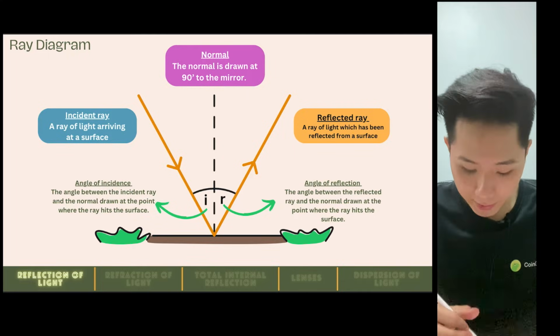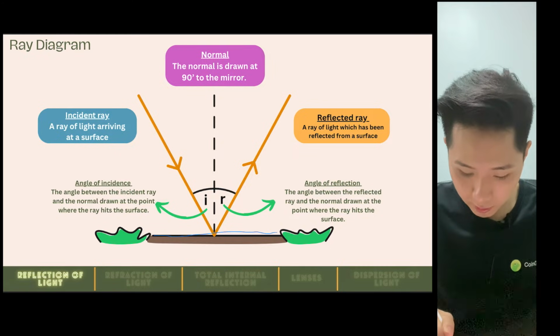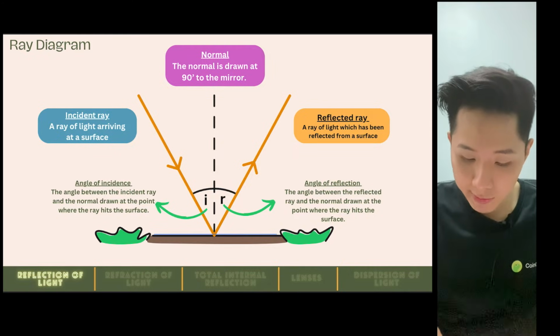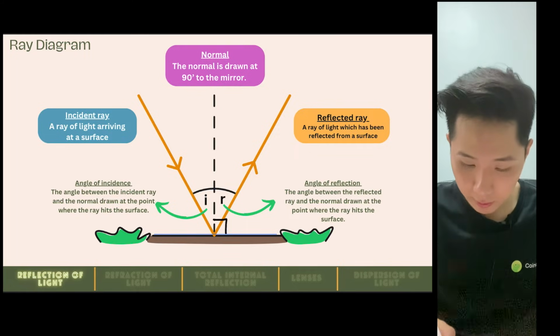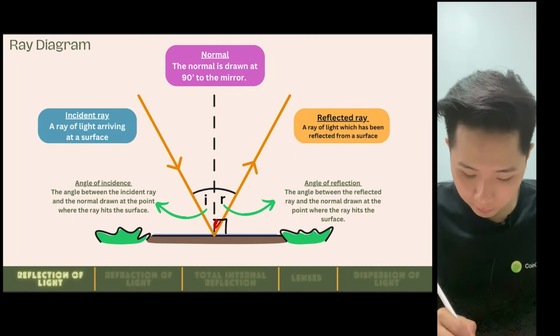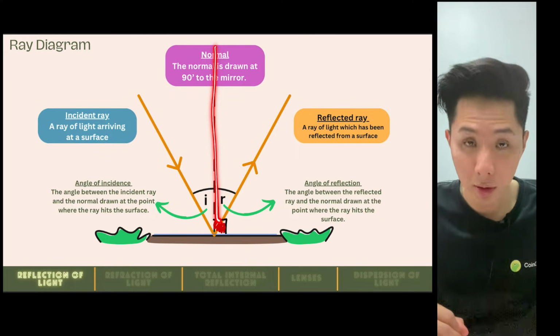The definition of the normal is that it's drawn at 90 degrees to the mirror. To show you that, just know that this is the mirror. Let's imagine that. The normal is drawn in such a way that it is 90 degrees to the plane. I'm going to color it in red. So this is 90 degrees, and therefore the normal line is drawn 90 degrees to the mirror.